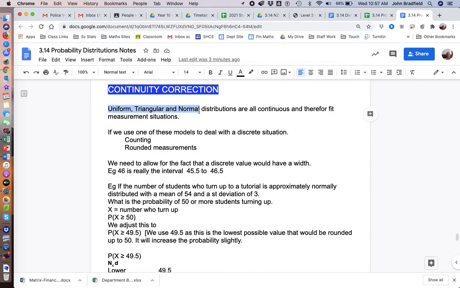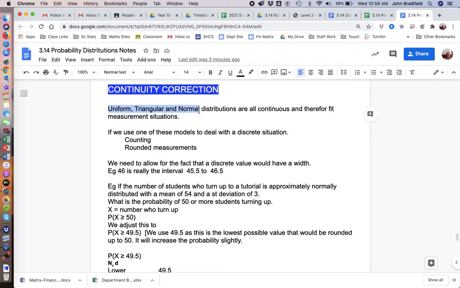Now that's fine, but the number of students is not continuous, that is discrete. So you can have 53, you can have 55 or 57, but not 52.8. So the question would be something like, what is the probability of 50 or more students turning up? So if x stands for the distribution of the number arriving, probability of x is greater than or equal to 50.